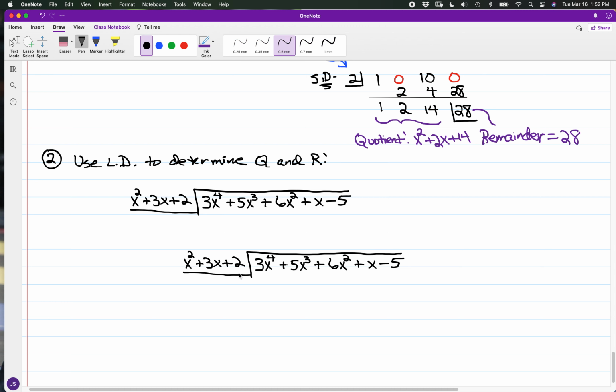For the first term in the quotient, I'm taking x squared into 3x to the fourth, so this is 3x squared. Distributing 3x squared over x squared gives 3x to the fourth, so I line this term underneath 3x to the fourth. 3x squared times 3x is 9x cubed, which I situate underneath the x cubed term in the dividend. Then 3x squared times 2 is 6x squared, which I place underneath the 6x squared from the dividend.